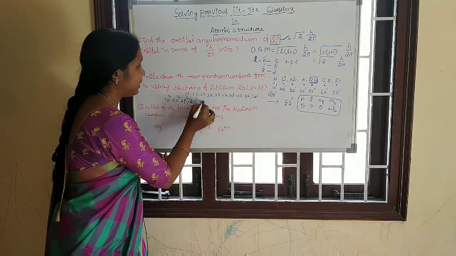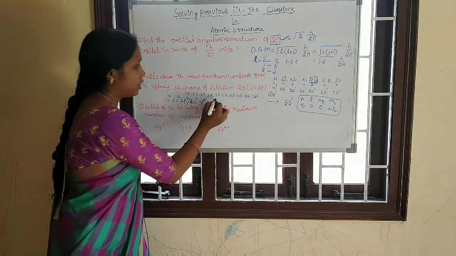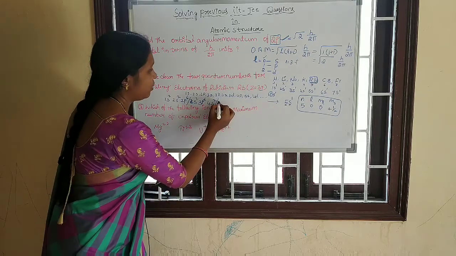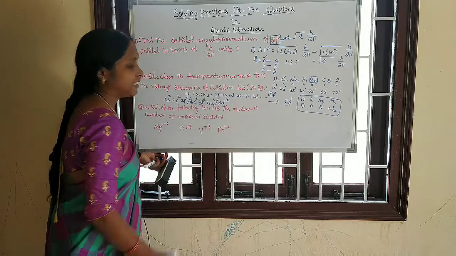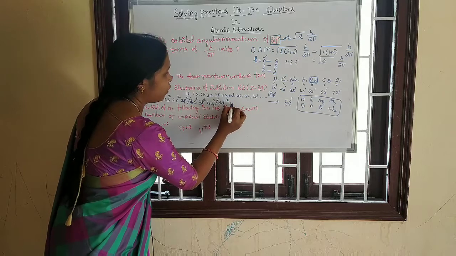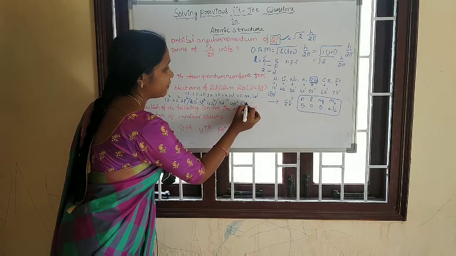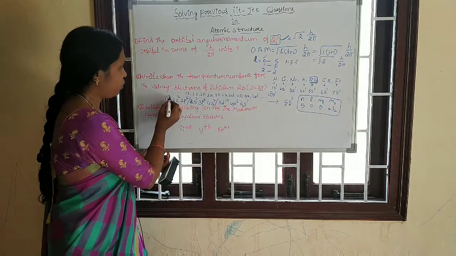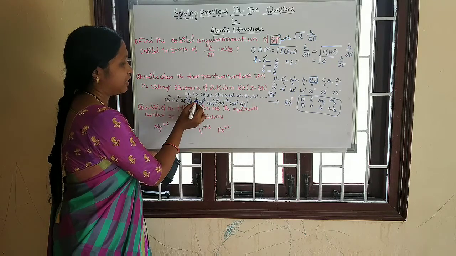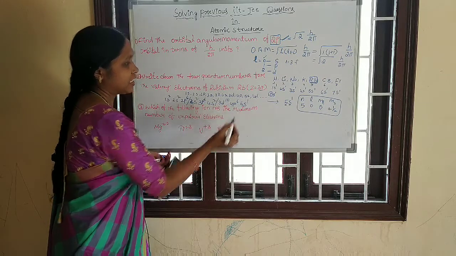3s2, 3p6 and 4s2, 20. How much remains? The remainder is 70. So 3d10. 3d10 means 30 over. So 4p6, 4p6. 5s1. Okay? 2 plus 4, 2 plus 2 is 4, 10, 12, 18, 20, 30, 36, 37.